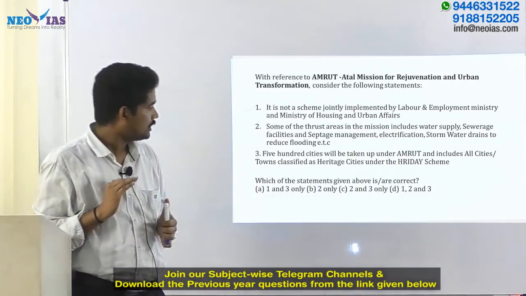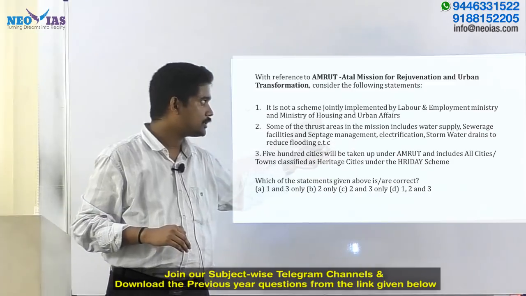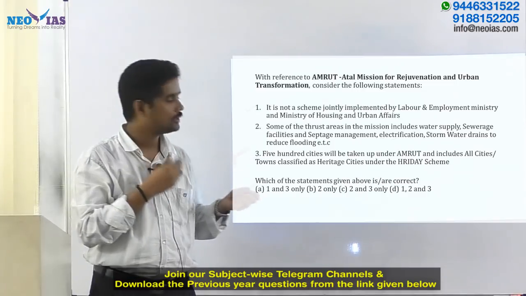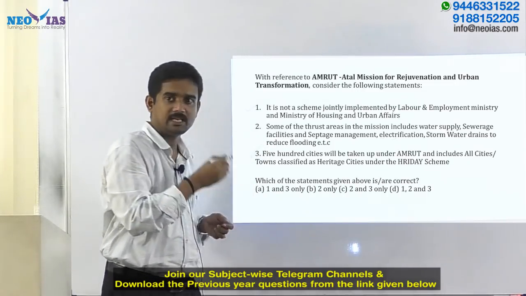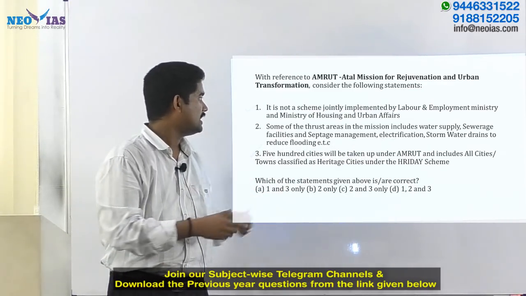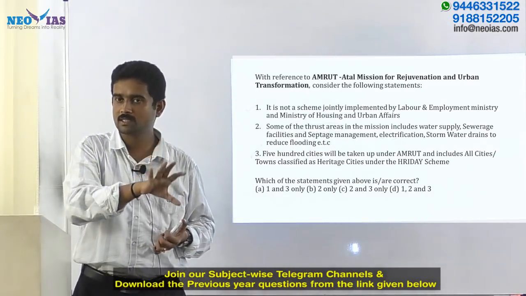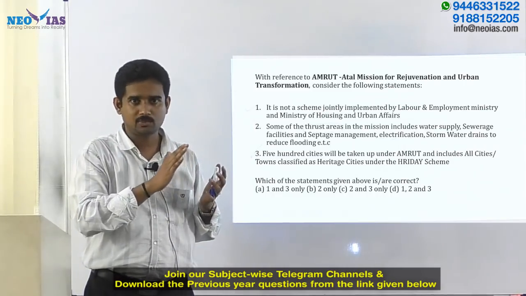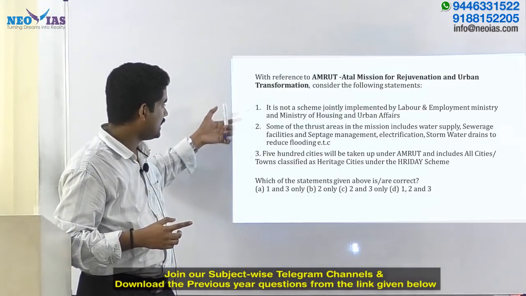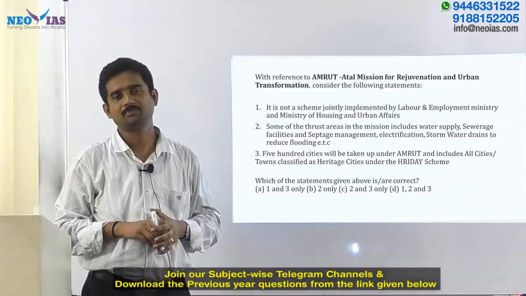No. We'll see that 500 cities will be taken up under Amrut and it includes all cities or towns classified as heritage cities under the Hriday scheme. So this statement is correct, as we have seen in the explanation before. Since electrification is not one of the key thrust areas, which makes the second statement wrong, the correct statements would include statement 1 and statement 3, which means option A is correct. Statement 1 and 3. Thank you so much.